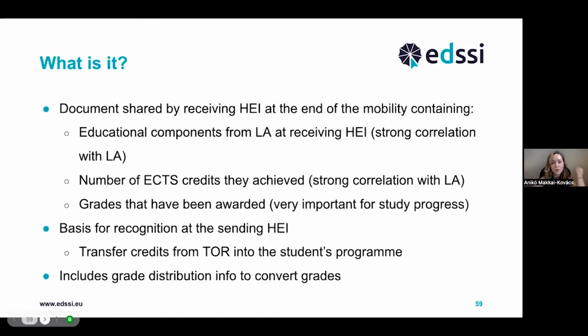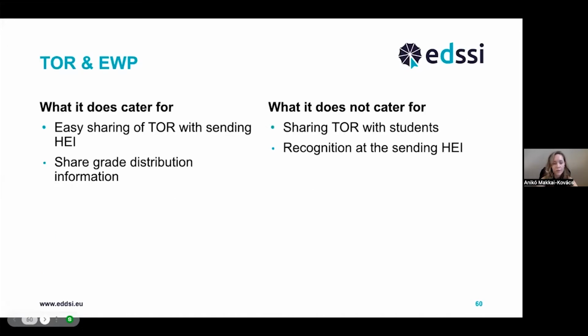And then it should basically be a supporting document which will support transferring those credits, so in this example the choir singing, into the sending institution's system and then being recognized and not repeated. So the R is for recognition and not for repeating the exam. Also, these documents should include the grade distribution info to convert grades, because in Europe, of course, there are different grading systems. So it should always contain the information about converting grades.